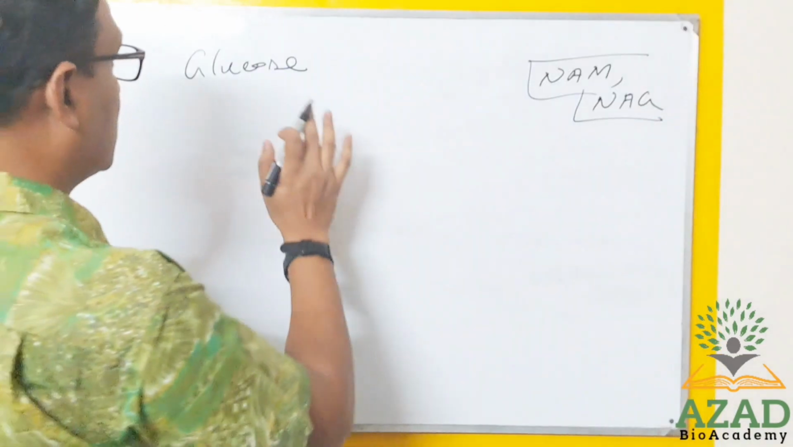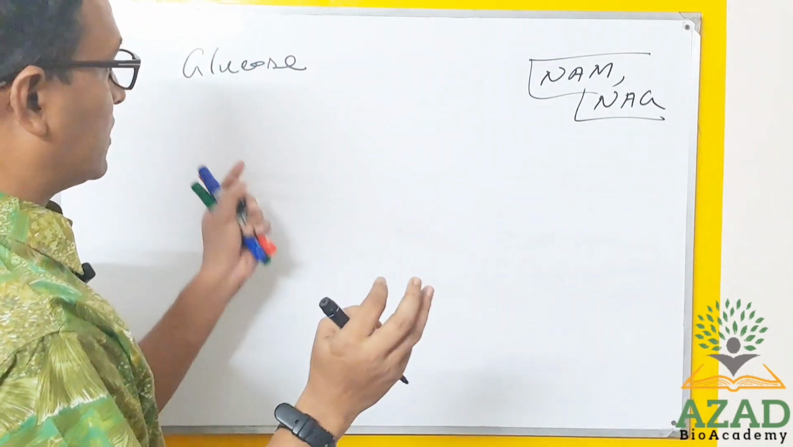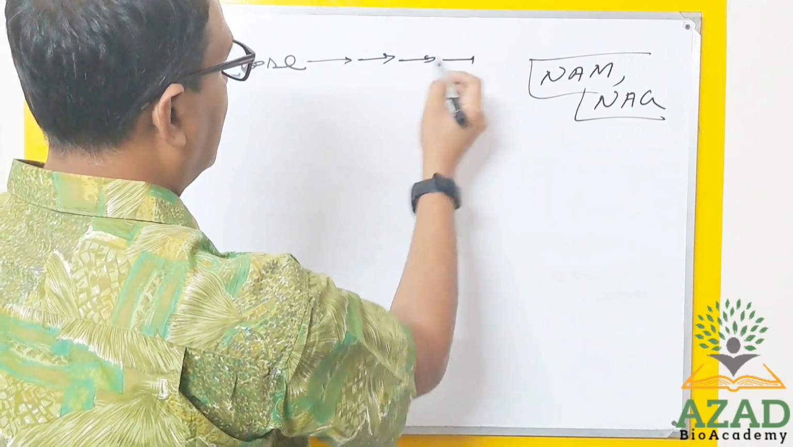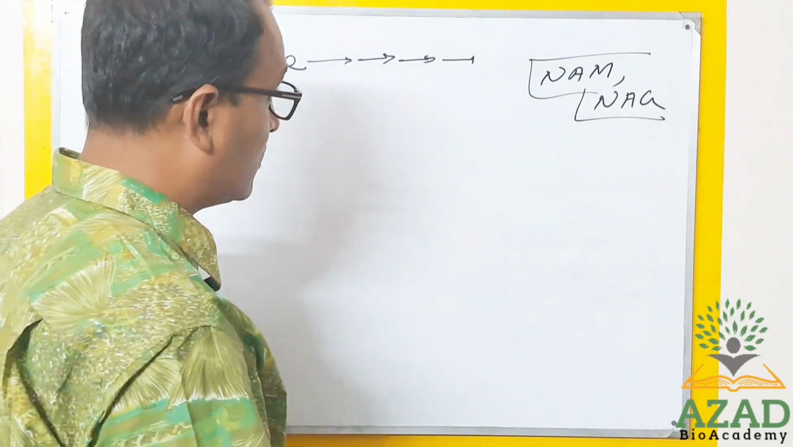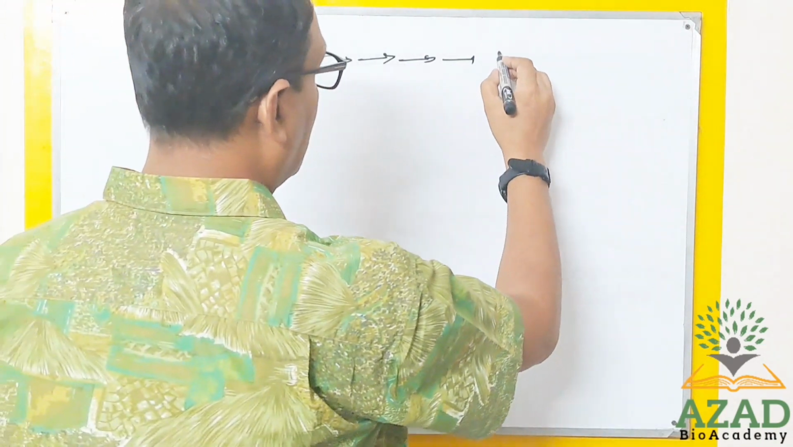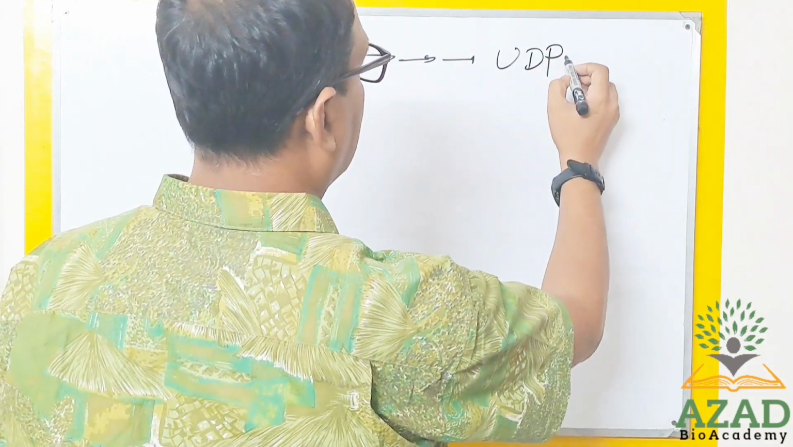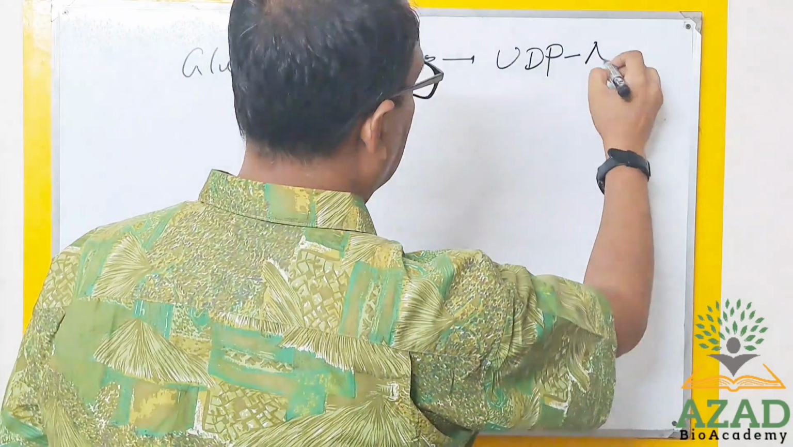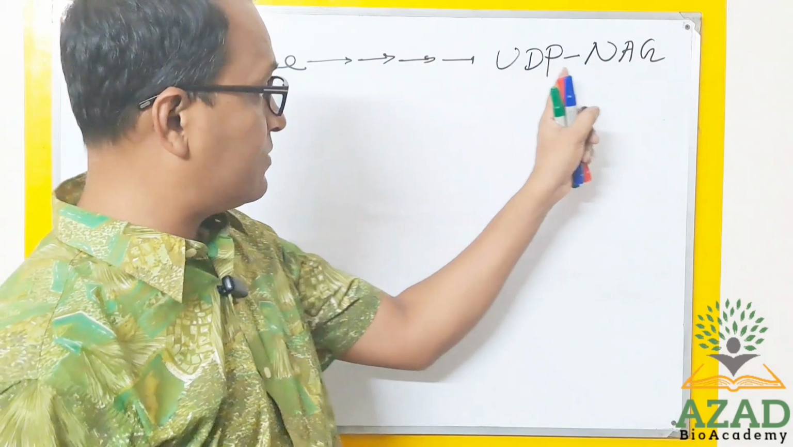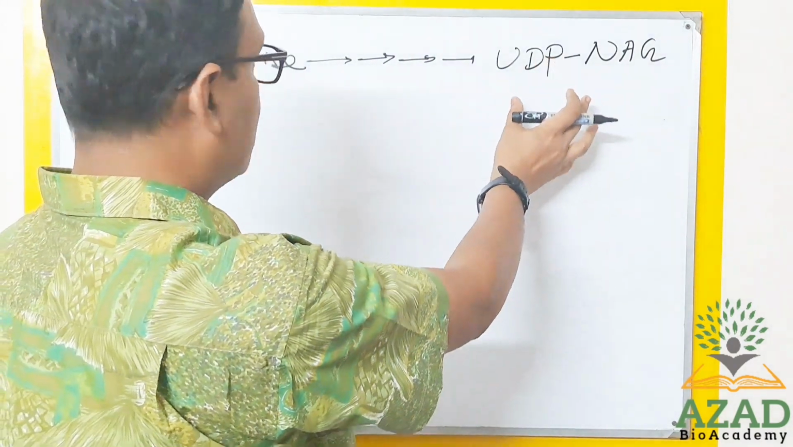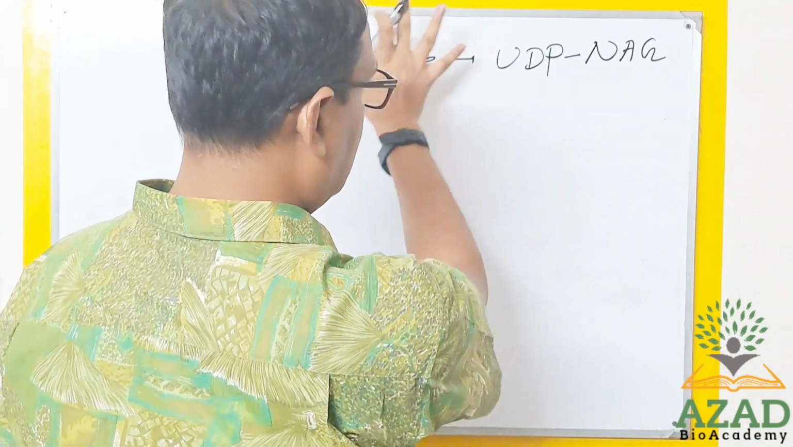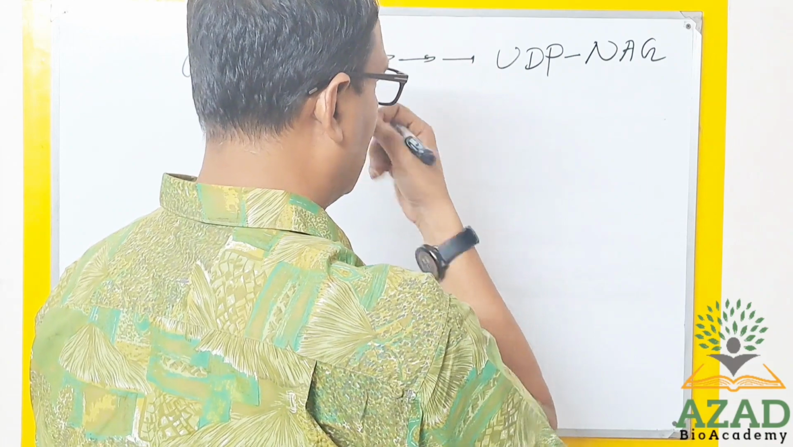I will go further. So it is glucose, or you can also take fructose, and it will follow some steps, and then it will turn into UDP N-acetylglucosamine. Okay, that means UDP N-acetylglucosamine comes from glucose, through several steps. So I will not go into that.